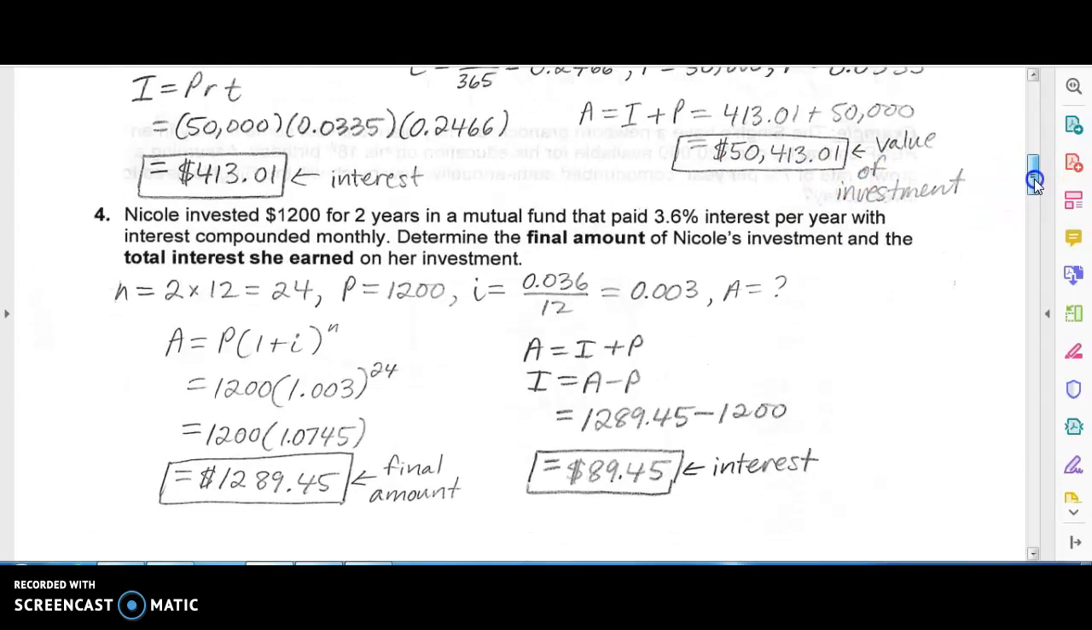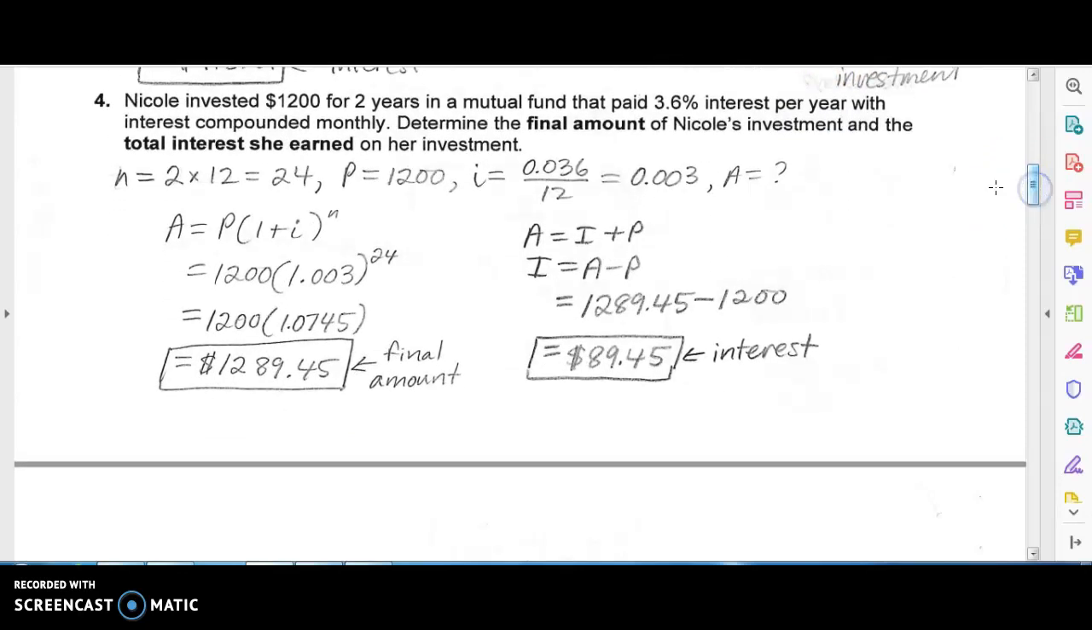Okay. Number 4, Nicole invested $1,200 for 2 years in a mutual fund that paid 3.6% interest per year, with interest compounded monthly. So here is the big word, I guess, that we need to make sure we take note of: compounded, right? So we know that this is going to be compound interest, so we need to use the compound interest formula, which you see right here. Determine the final amount of Nicole's investment and the total interest she earned on her investment.